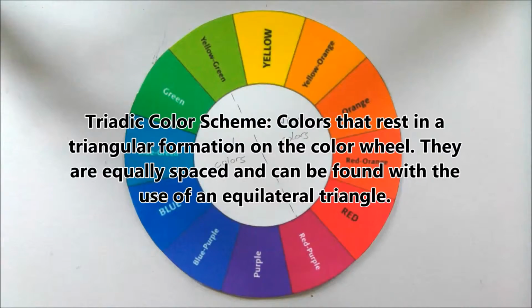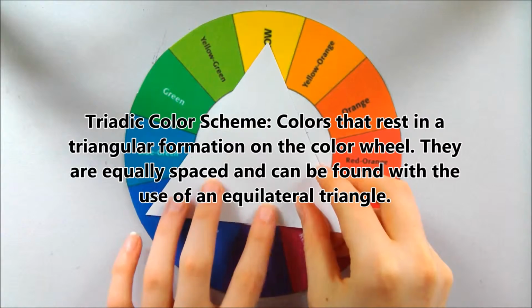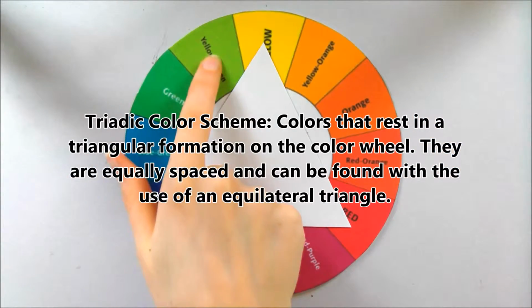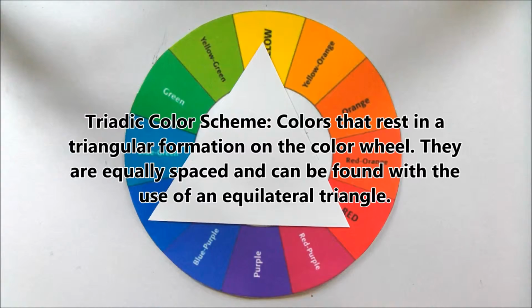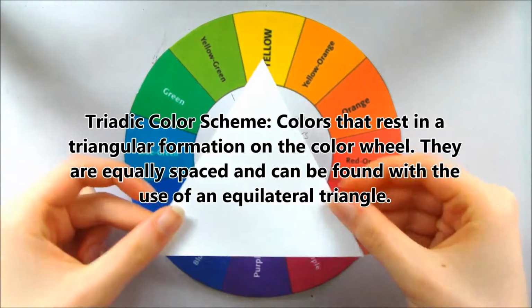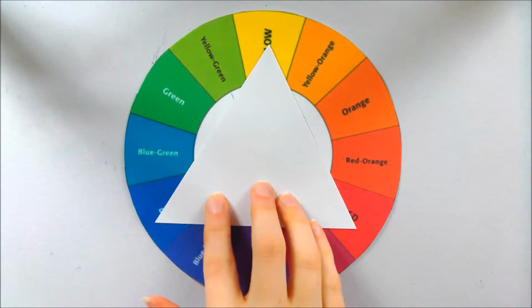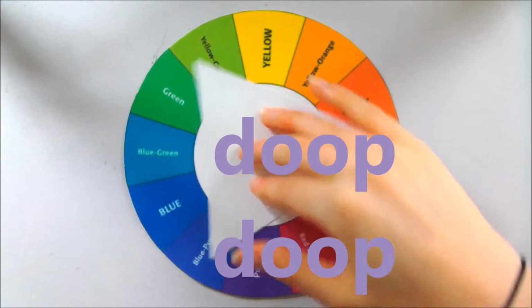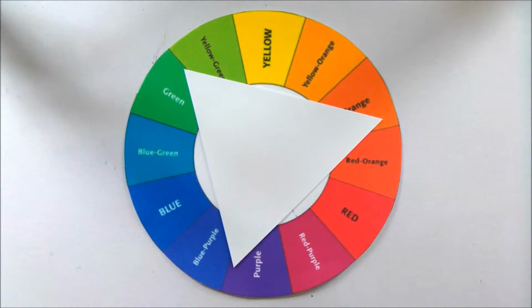That area. A triadic color scheme is where the colors rest in a triangular formation on the color wheel. They are equally spaced, 1, 2, 3, from each other, and can be found with the use of an equilateral triangle. See, I told you to be sciencey.